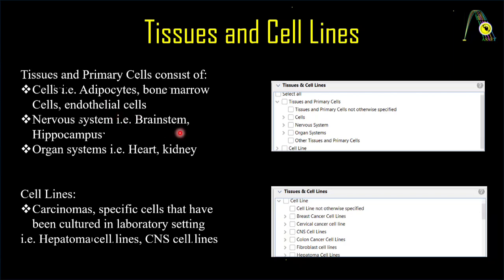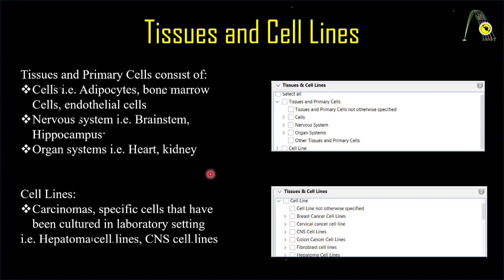You're also able to select for the nervous system, so things such as the brainstem, hippocampus, amygdala, cerebellum, etc. And you're also able to select for organ systems right here, so things such as the heart, the kidney, the liver, etc. And you're also able to select for different cell lines. These primarily include cancer cell lines, such as breast cancer cell lines, cervical cancer cell lines, CNS cell lines, colon cancer, etc.